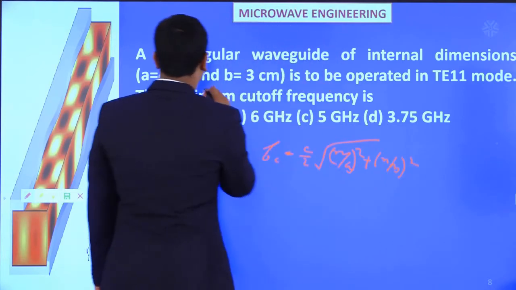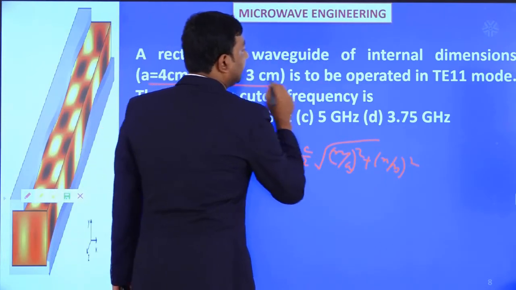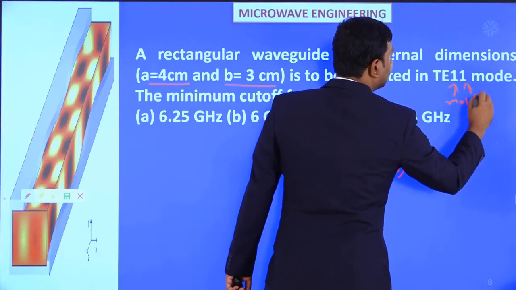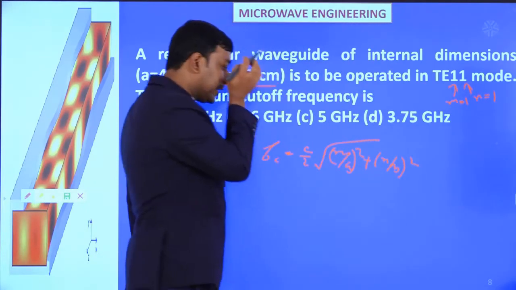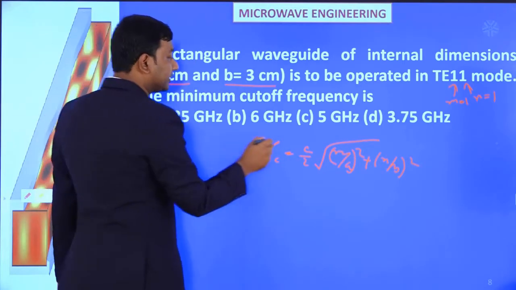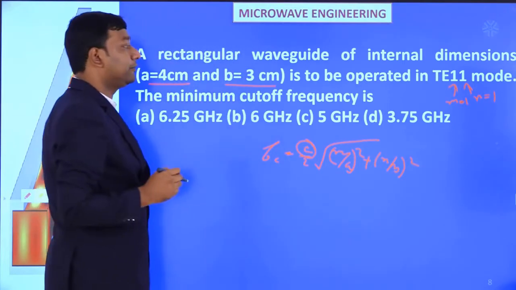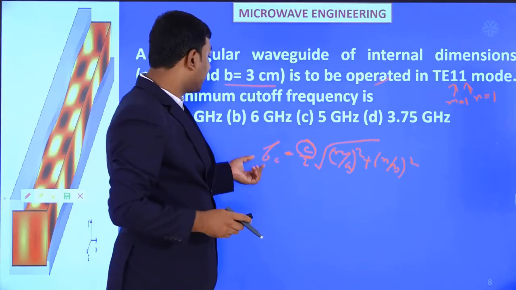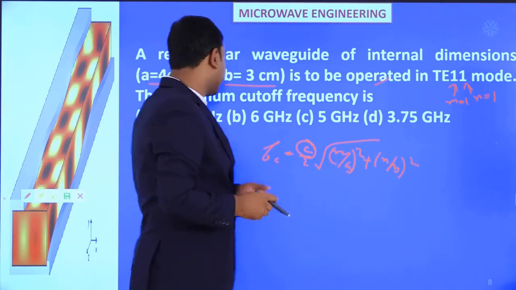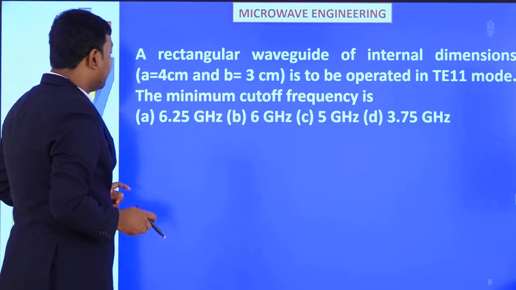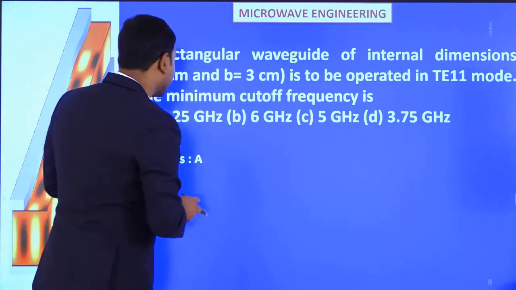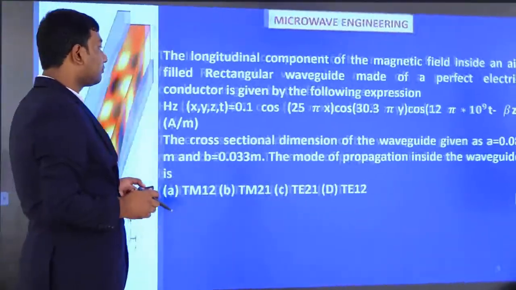Okay. So here A value is given, B value is given, as well as M value is 1 and N value is also 1. And C value we know, C equal to 3 into 10 to the power 8 meter per second, because here air dielectric is considered. So for FC we can calculate. So the FC value will come 6.25 gigahertz. Okay. Now we'll see the next question.